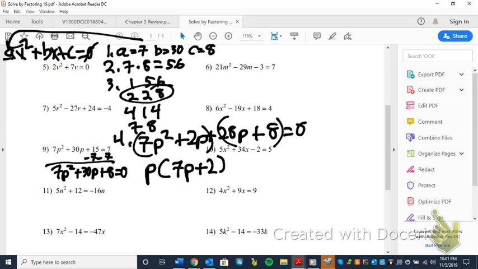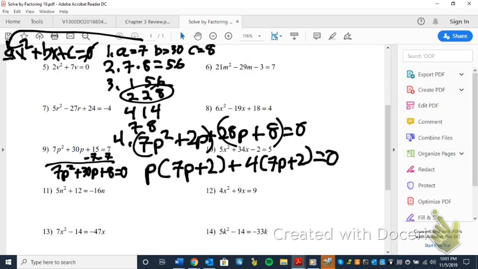28p and 8. So let's look at the 28 and the 8 first. We look at our numbers first. So I know that 28 is like 7 times 4. I know that 8 is 4 times 2. So I can pull that 4 out. And lo and behold, what am I left with? 7p plus 2. Now notice that we have the same binomial there. And that's really a key component here.